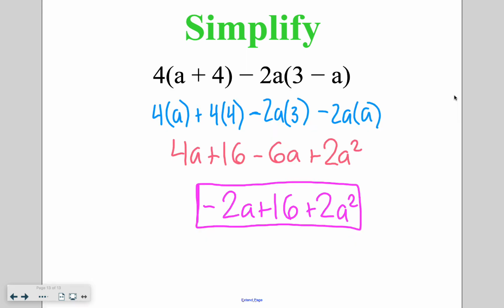Distribute the 4 in the first part, the negative 2a in the second part. After that, we need to simplify. We can combine the 4a and the negative 6a. If you had this same answer, negative 2a plus 16 plus 2a squared, but in a different order. So potentially if you had 2a squared minus 2a plus 16, that's the same answer. As long as those signs stay the same, it doesn't matter what order your terms are in.